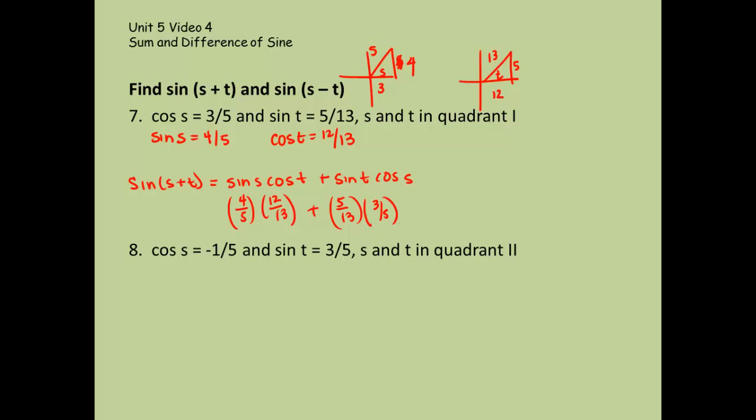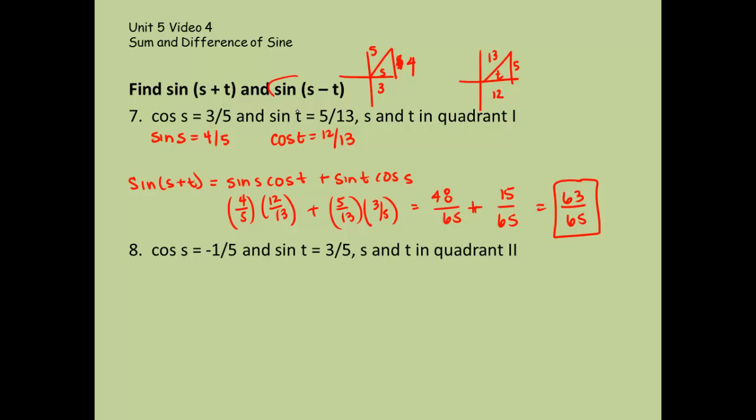So because these are multiplication, we have to do multiplication before we add. And when I do multiplication here, I end up with 65 as my denominator, which means later we'll be able to combine these. Then I get 48 and 15. If I add those together, I get 63/65, and that is my answer.